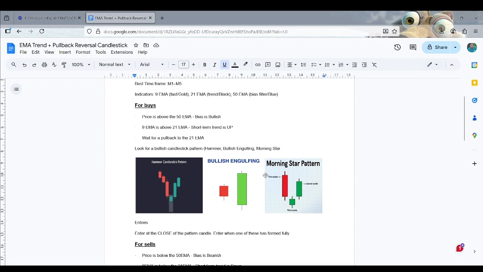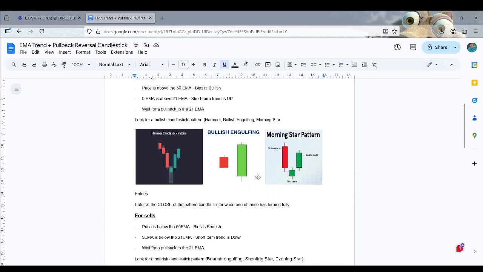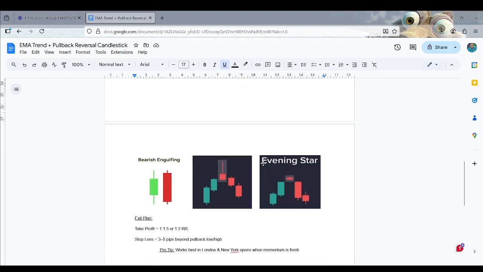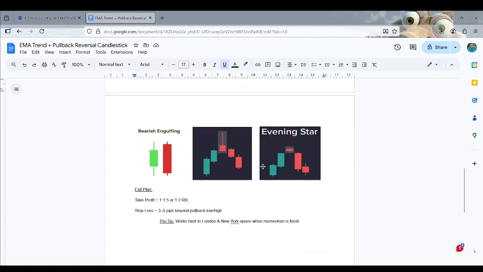At least that's the top 3 patterns for reversals, and then for entries, we'll enter at the close of each of the candlestick patterns, meaning as soon as the hammer is completed, that's when we buy. As soon as the bullish engulfing is complete, and so on. For sells, it's the other way around. The price is below the 50, the 9 has just crossed below the 21, and again wait for a pullback. These are the patterns here.